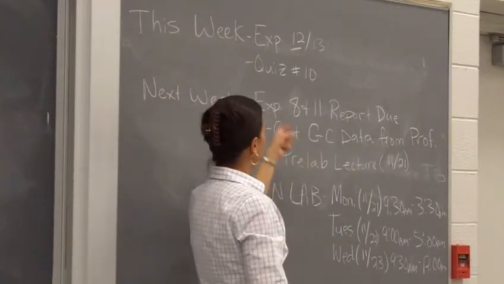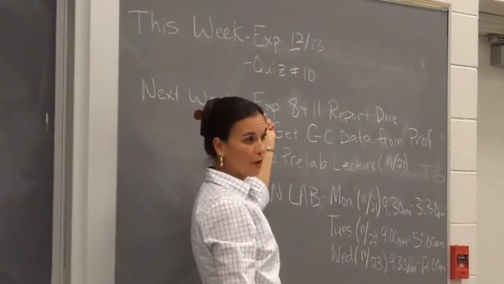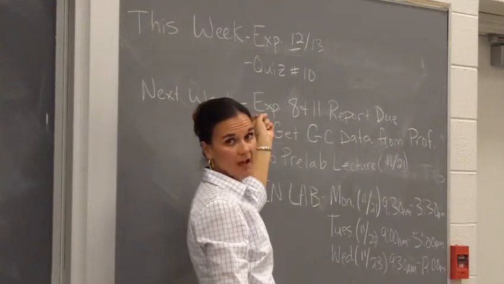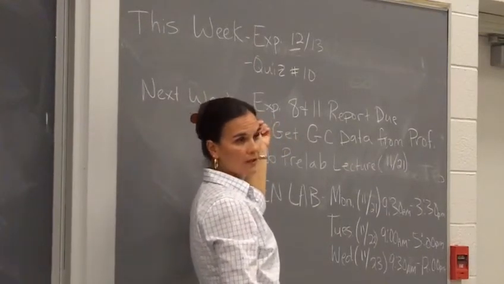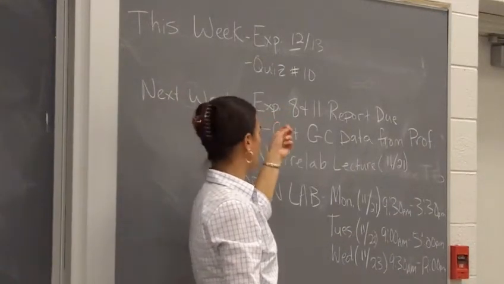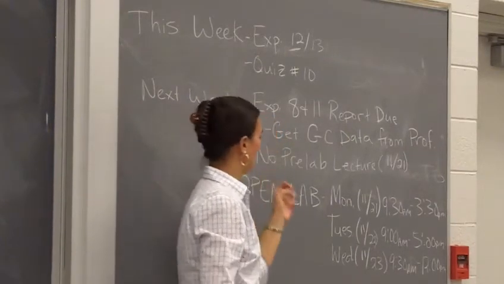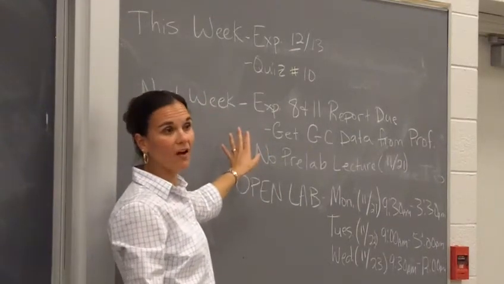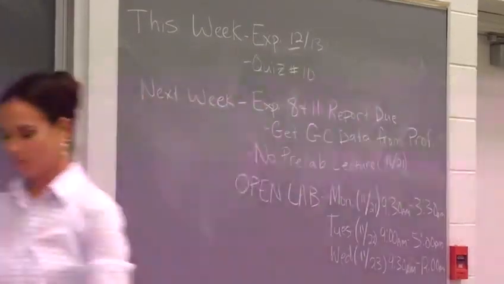No pre-lab lecture. One thing that you do need to work on, though, is your experiment 8 and 11 report, which is due next week. So you'll be getting your GC data from your lab prof this week if you haven't already got it for this report. Remember, it's a combined report, so pre-lab and experimental are separate, followed by the combined conclusion, and this one's 75 points, just like experiment 7. Once you get that GC data, hang on to it too. You don't want to lose your GC data.